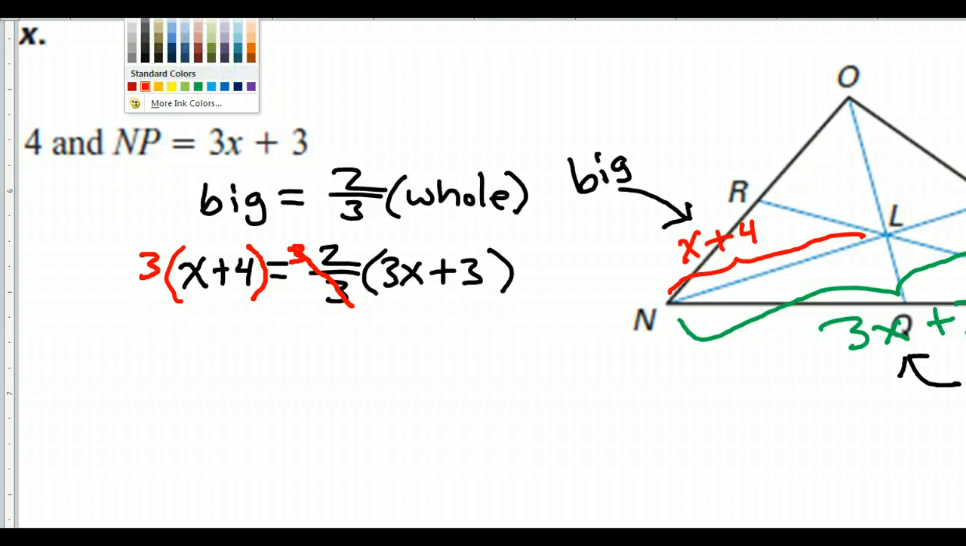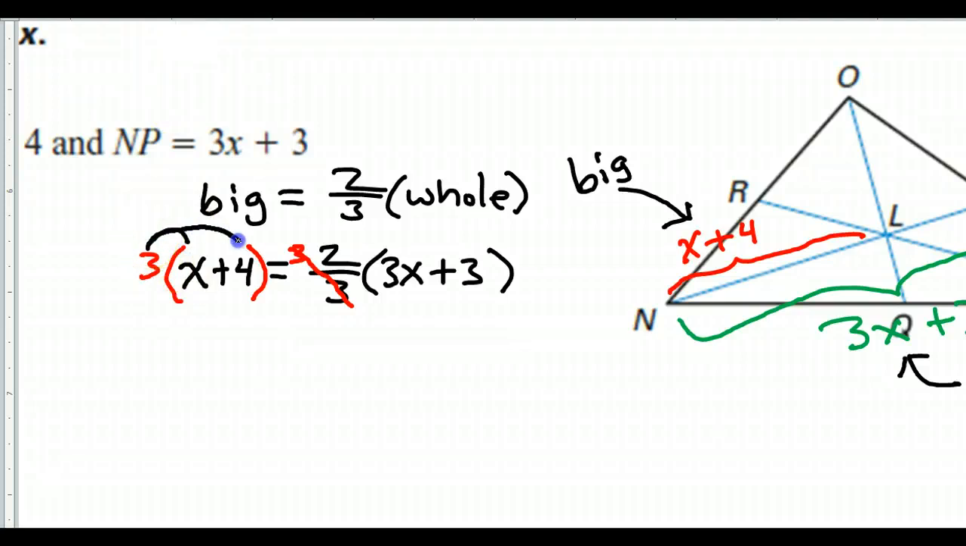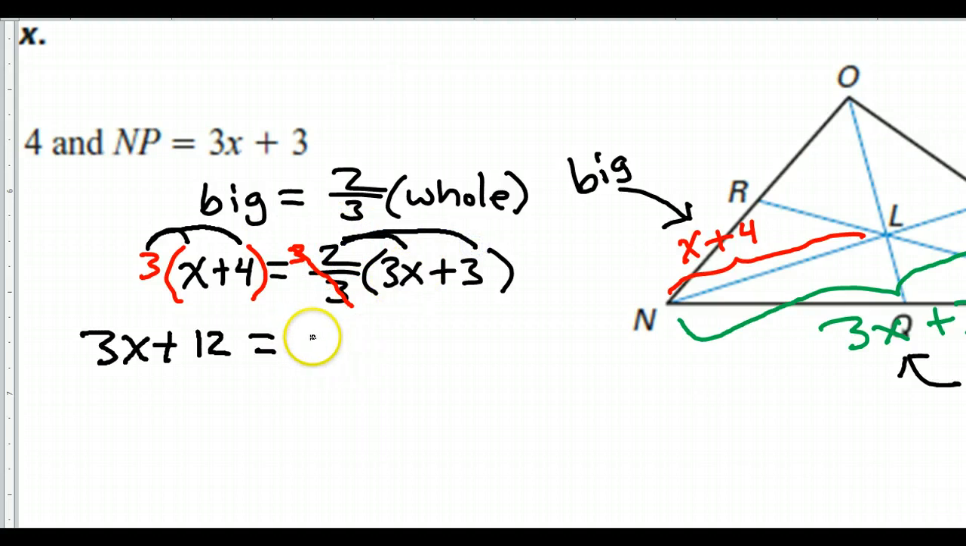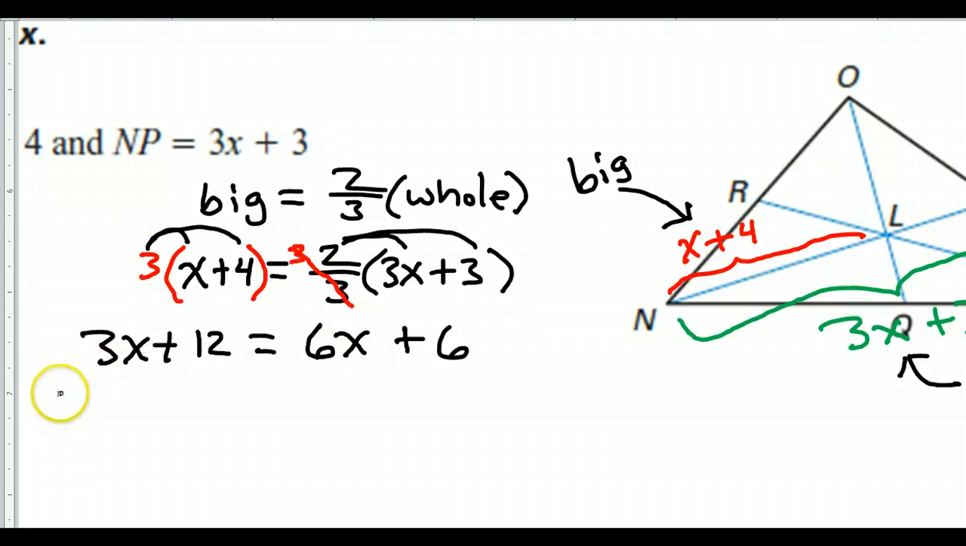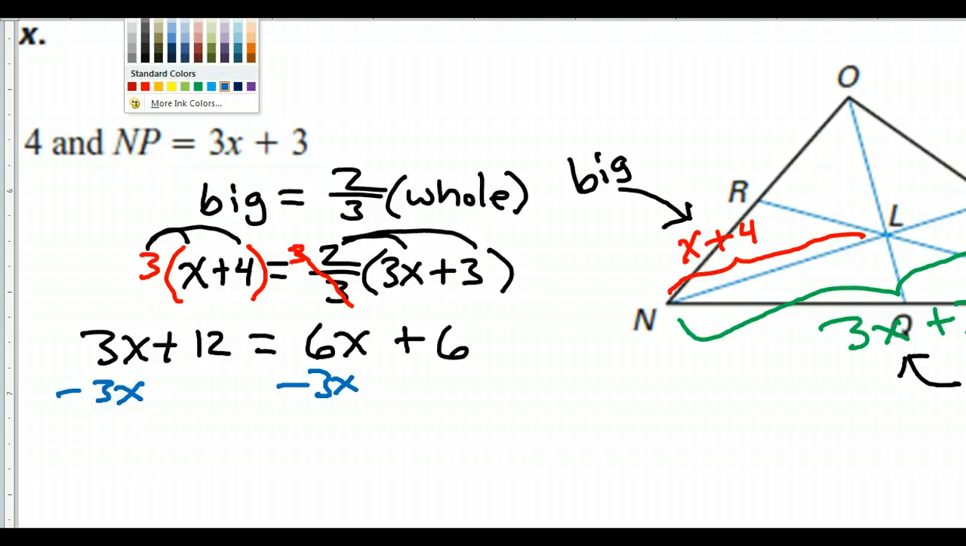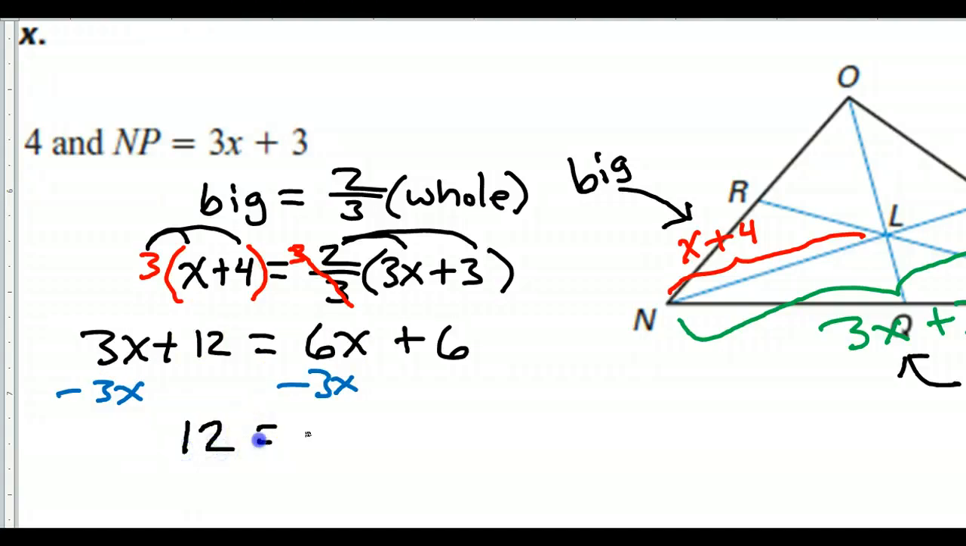Now I can go ahead and do the distributive property. On the left, that's going to give me 3x plus 12. Now these 3's are gone, I can do the distributive property on the right. That's going to give me 6x plus 6. I can go ahead and solve this now. Let's just subtract 3x from both sides. I see those x's everywhere, so minus 3x minus 3x. That's going to give me 12 equals 3x plus 6.